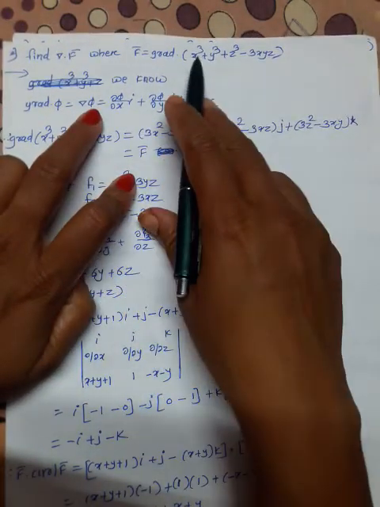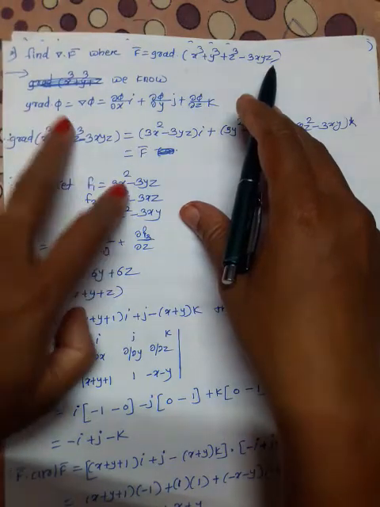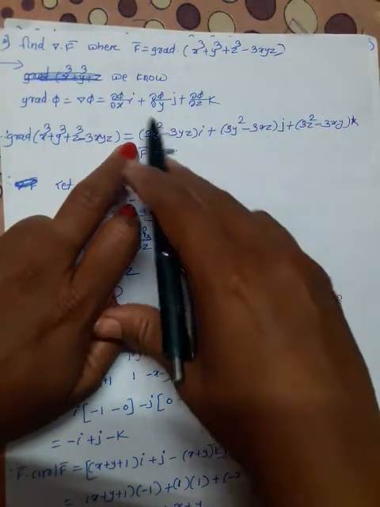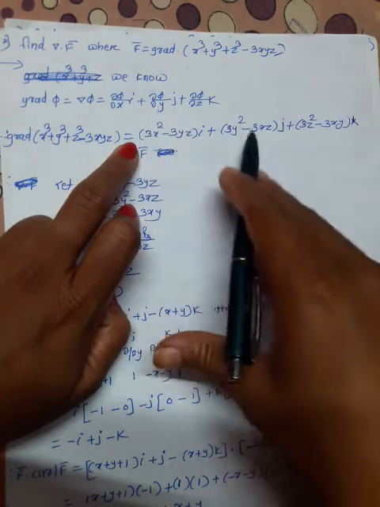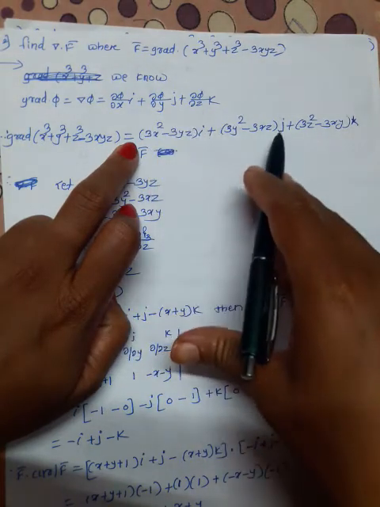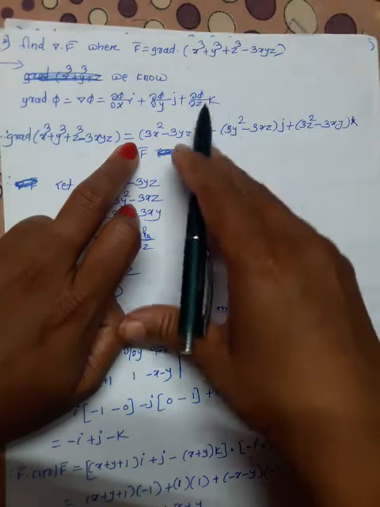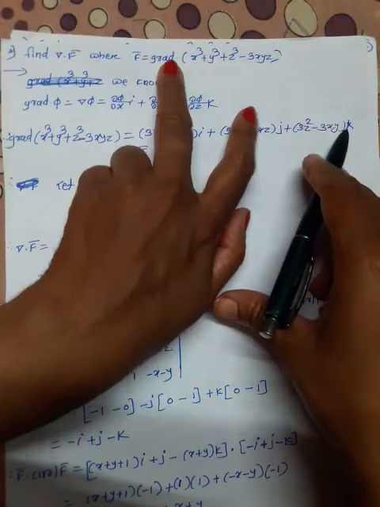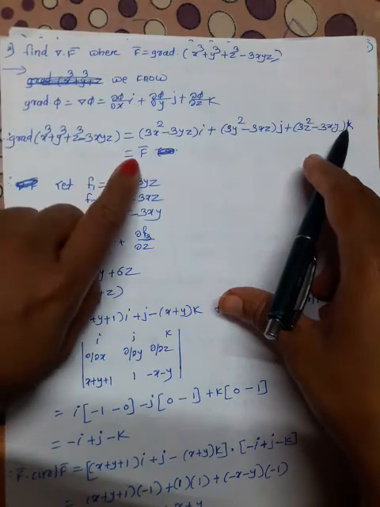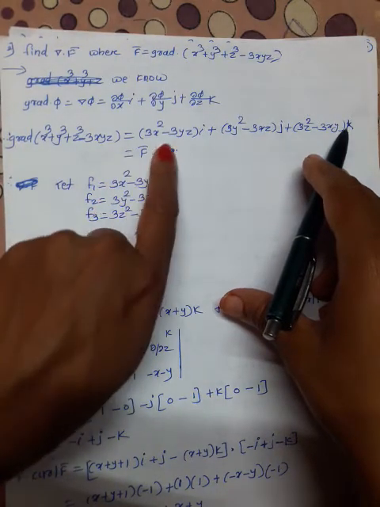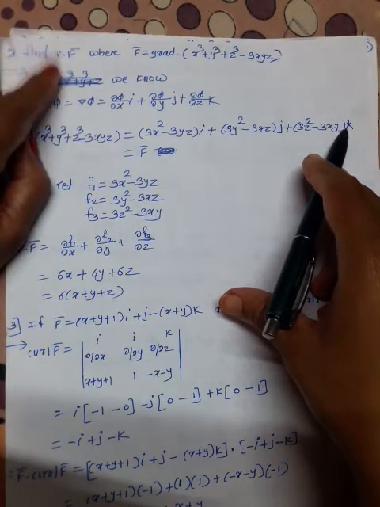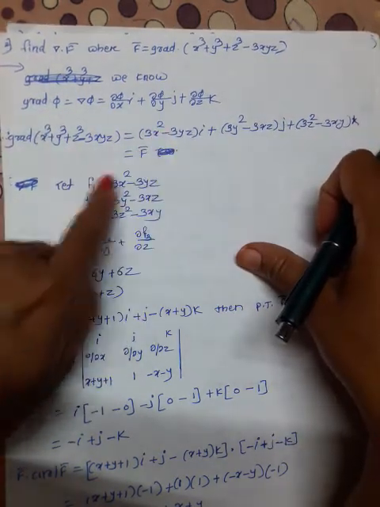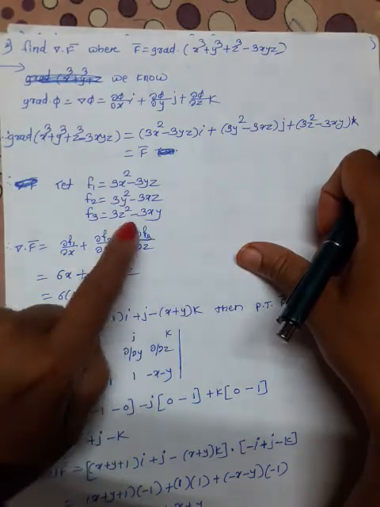Now phi is this. Therefore grad of this is nothing but del phi by del x, the derivative of this with respect to x into i, plus the derivative with respect to y into j, plus the derivative with respect to z into k. This is the gradient of phi. Now this is called f bar. Because we have to find the divergence of f bar, we call these components f1, f2 and f3, with signs.